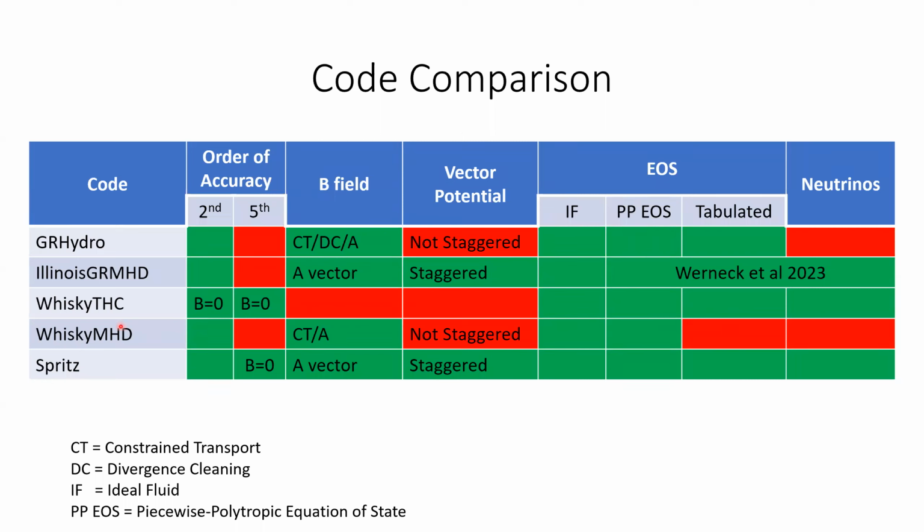Then there was WhiskyMHD, which is the code that I developed over the years. This code was not publicly available, but it was using the Einstein Toolkit. It included the evolution of the magnetic field via constraint transport or by evolving the vector potential itself. The vector potential was not staggered, and for the equation of state, it only supported ideal fluid and piecewise polytropic equation of state. There was no support for tabulated equation of state or neutrinos. So the idea with Spritz was to have a code that was able to evolve both magnetic field and hydrodynamic equations, including the effect of finite temperature tabulated equation of state and neutrinos.